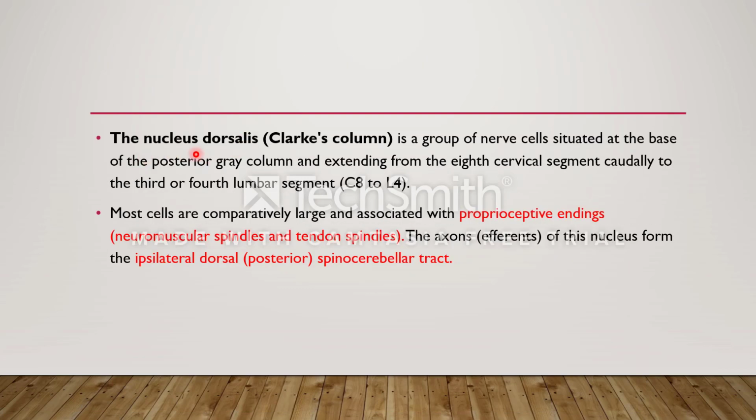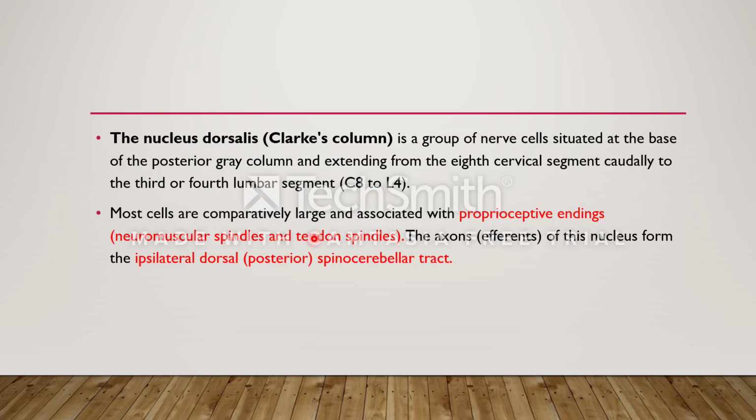Now the third nucleus, which is nucleus dorsalis, also named Clark's column. This is a group of nerve cell fibers present at the base of the posterior gray column, in front of the substantia gelatinosa and the nucleus proprius. But this nucleus is not present in the entire spinal cord. It is present in C8 to L4, so it extends from the 8th cervical segment caudally to the 3rd or 4th lumbar segment.